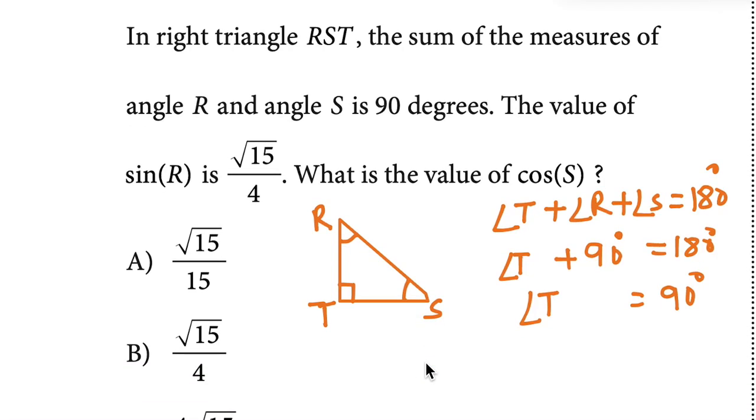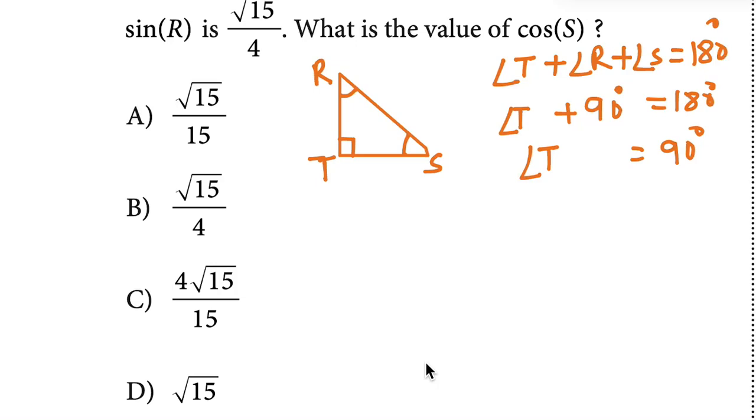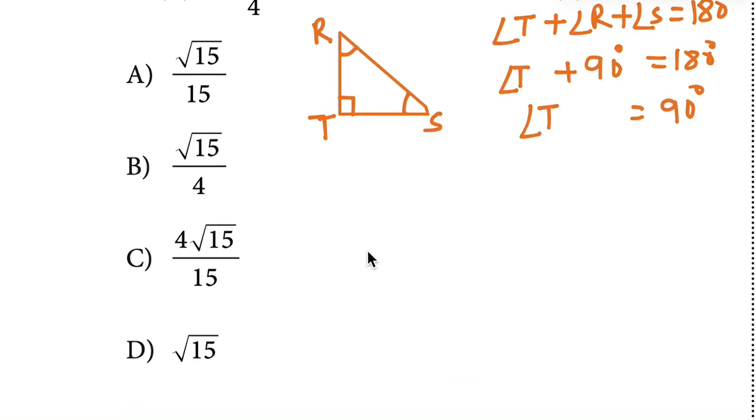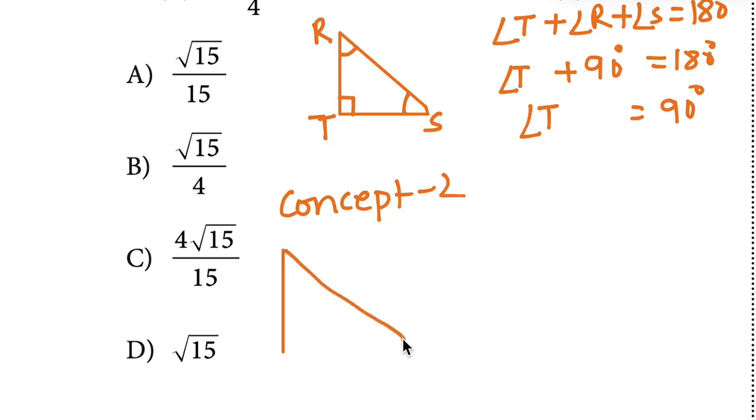Okay. One point is clear. This is concept 1. We have taken the angle sum property and it shows that angle T is 90 degrees. Now let's leave it here and learn the second concept. Concept 2. I'll take one more time this triangle, the same triangle.